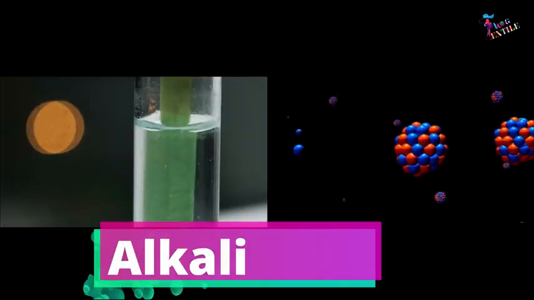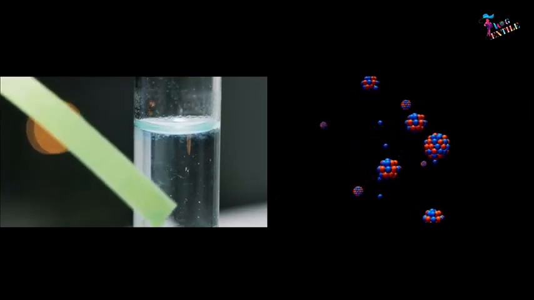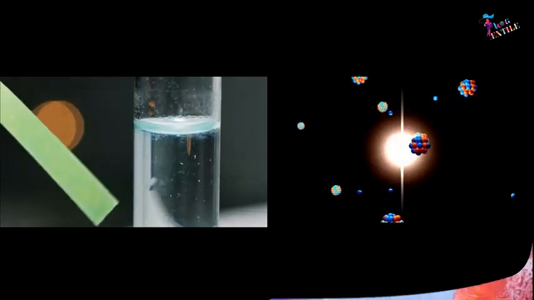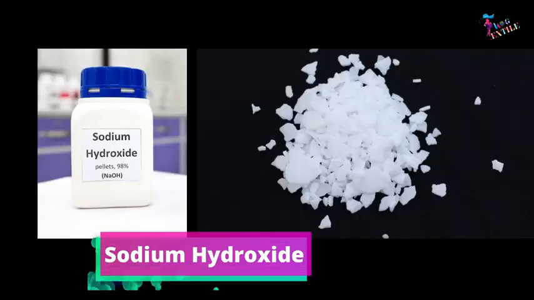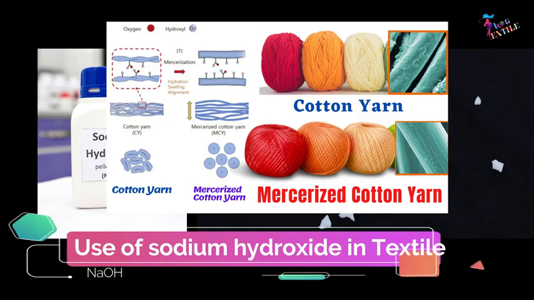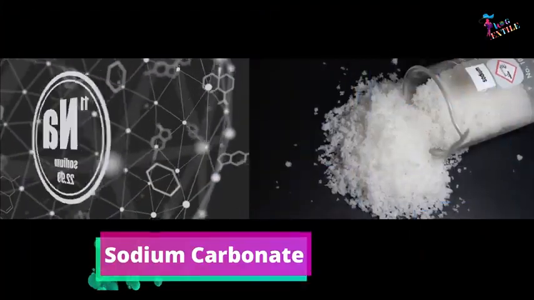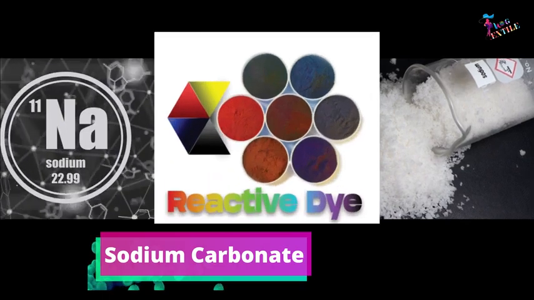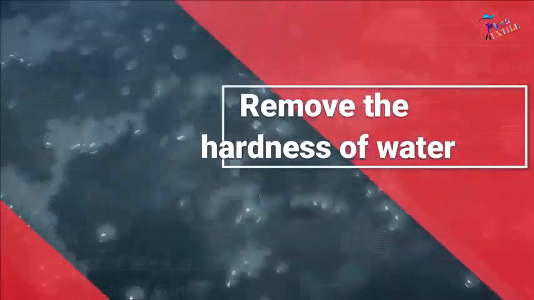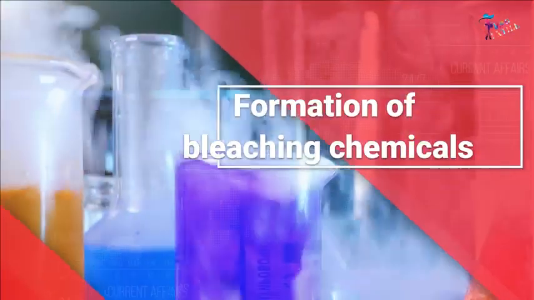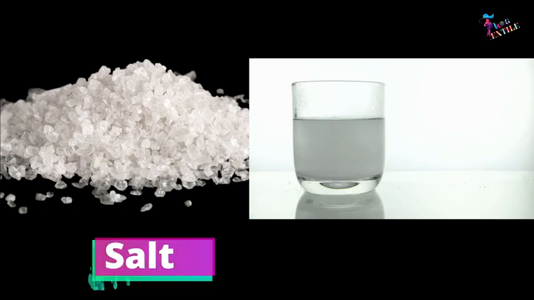Alkali. According to the term of chemistry, the compound that provides hydroxyl ion is called alkali. Some most common alkalis are sodium hydroxide, used in scouring, mercerizing, dyeing, soap formation, washing, etc. Sodium carbonate, widely used in reactive dyeing. Calcium hydroxide, to remove the hardness of water, formation of bleaching chemicals, mordant and indigo vat, etc.